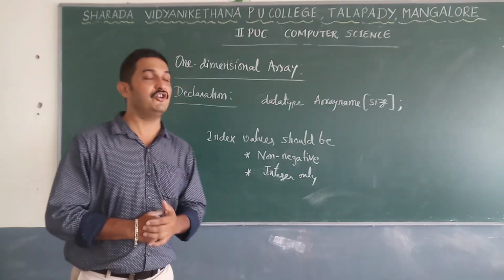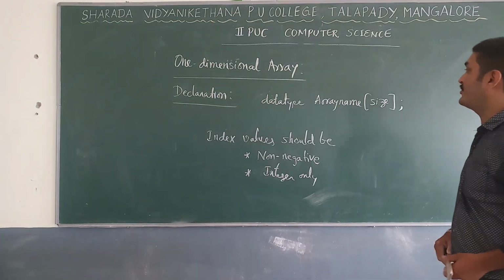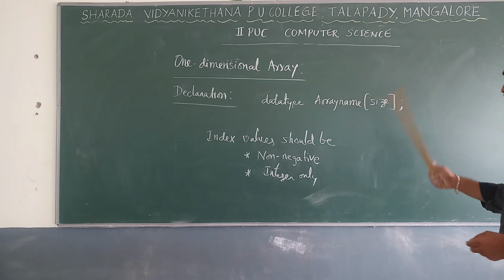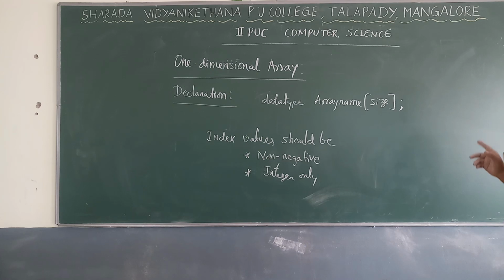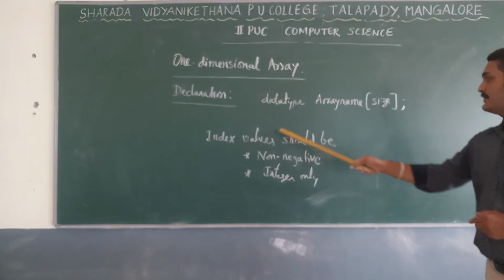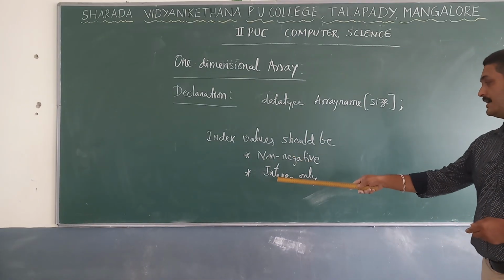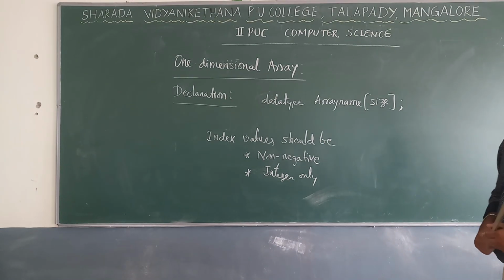In the same manner, we can initialize the one-dimensional array. To initialize a one-dimensional array: data type, array name, size equal to open curly brace, next list of elements, close curly brace, then we have to specify the semicolon. These are about one-dimensional array declaration. Index value should be non-negative, and index value should be integer only. These are about one-dimensional array.